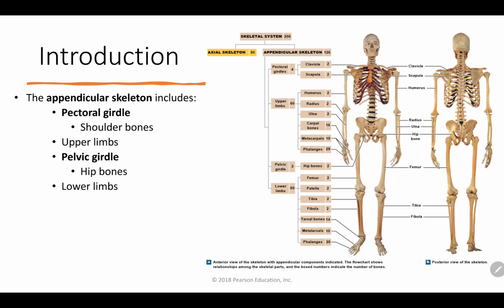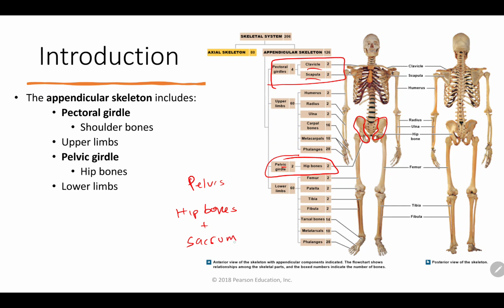Now, the appendicular skeleton. The appendicular skeleton is going to be the limbs: upper limbs, lower limbs. And it's also going to be the pectoral girdle. The pectoral girdle is going to be the scapula and the clavicle, as well as the pelvic girdle, and those are just those two hip bones. Notice how I just circled those two hip bones. I didn't circle the sacrum, because the pelvic girdle is just the two hip bones. The pelvis is those hip bones plus the sacrum and coccyx. So remember that difference.